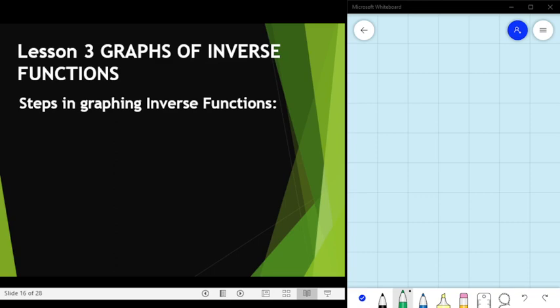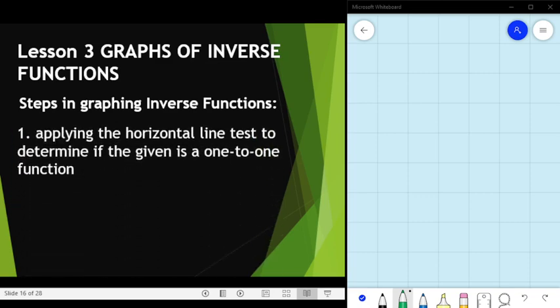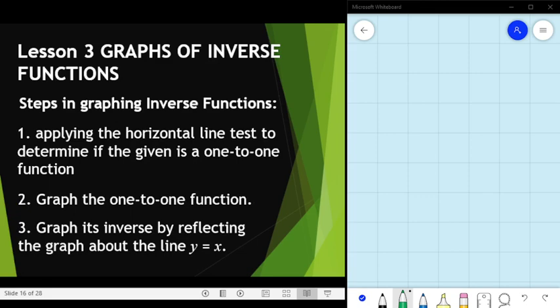There are steps in graphing inverse functions. The first one is to apply the horizontal line test to determine if the given function is one-to-one or not. Then graph the one-to-one function, and then graph its inverse by reflecting the graph about the line y equals x.